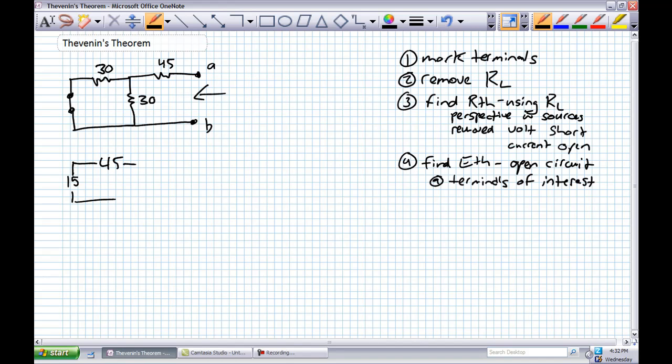in series with a 45. That should be pretty simple. It's a 60 ohm resistance. Halfway through the problem already. 60 ohms is my RTH. Let's go ahead and solve ETH.